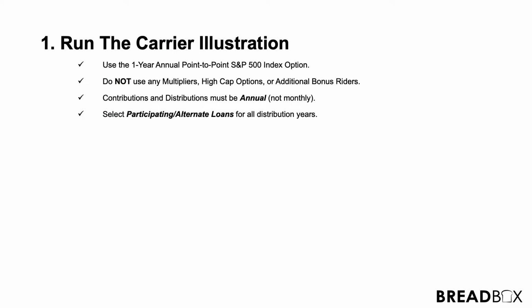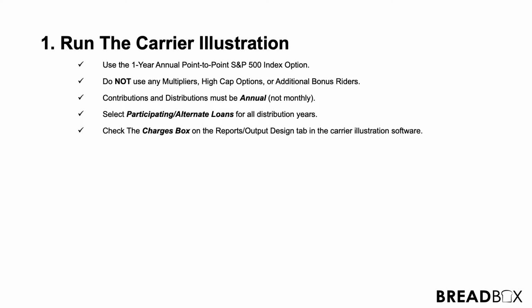Okay, this next parameter you're probably not used to. Maybe you are, but a lot of agents are not. And that is you're going to check the charges box on the reports/output design tab in the carrier illustration software. Now, the reason we want you to check that box is we want to be able to see all of the different standard policy charges.